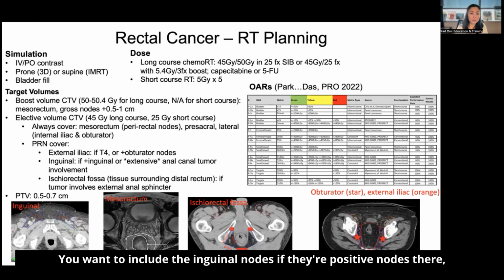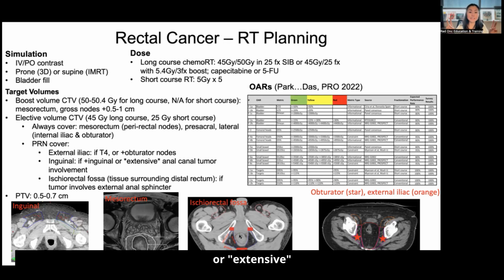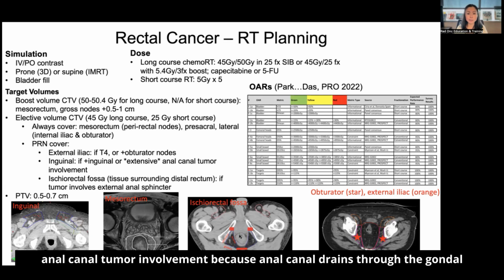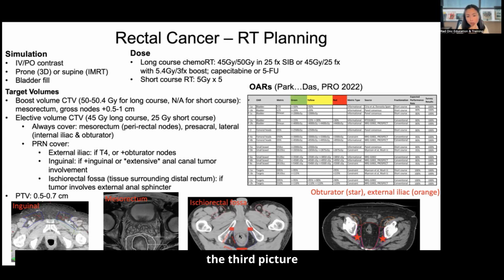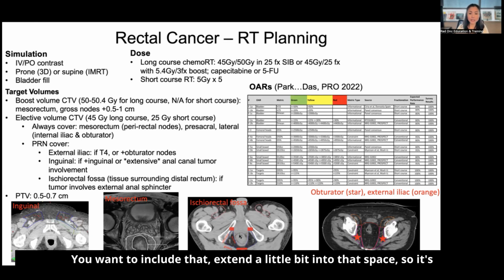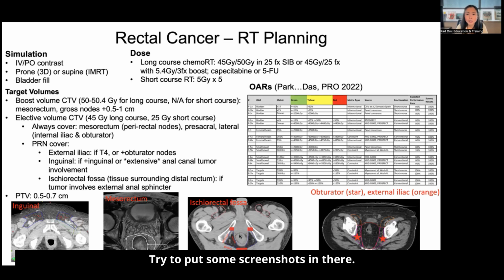You want to include the inguinal nodes if there are positive nodes there, or quote unquote extensive anal canal tumor involvement, because anal canal drains through the inguinal nodes. And then there's this third area that's called the ischiorectal fossa. It's in the third picture here, which is that space just lateral to the rectum. And you want to extend a little bit into that space, not the whole space, if there's extensive external anal sphincter involvement. So you look at the pictures at the bottom, it shows those nodal stations. Try to put some screenshots in there.